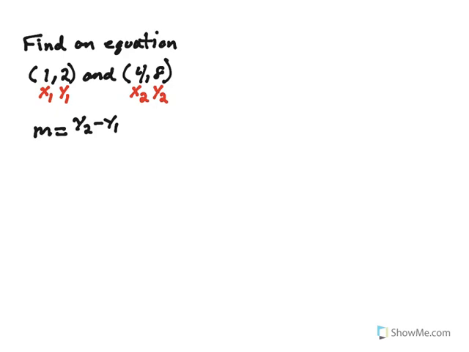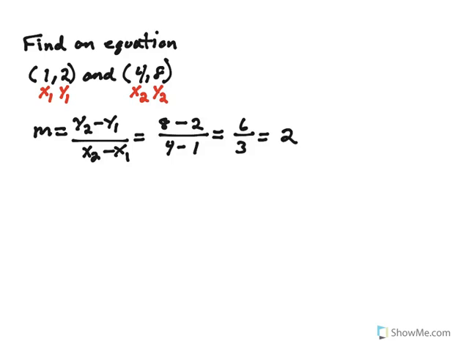y2 minus y1 over x2 minus x1. So if we go ahead and do that and substitute the points, y2 is 8, and then we're going to take away 2, x2 is 4, and we're going to subtract 1. So 8 minus 2 is 6, 4 minus 1 is 3, 6 divided by 3 is 2. So my slope is officially 2.